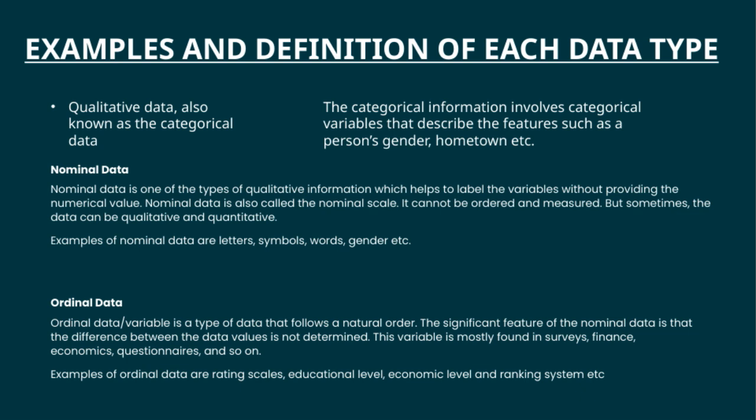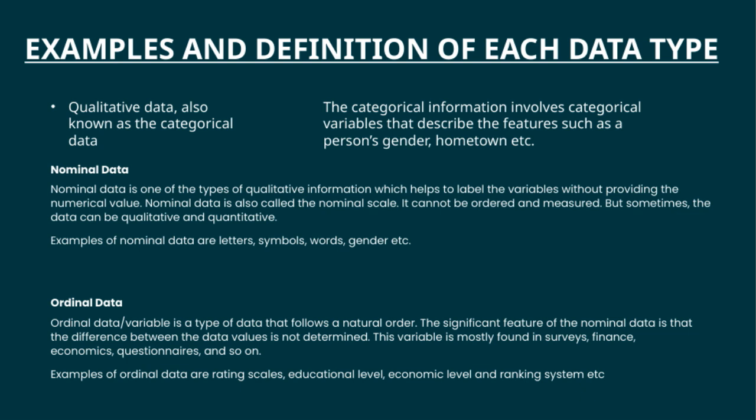Now, contrasting this with nominal data. It's a type of qualitative information used to label variables without assigning any numerical value. Think of it as naming or categorizing things without implying any order. For example, gender, favorite colors, or types of animals, you can't say one is higher or lower than another, they just categorize. Nominal data is also called the nominal scale. It can't be ordered or measured in a meaningful way, though sometimes it can be a mix of qualitative and quantitative data. For instance, symbols or letters used to label categories, like A, B, C, are nominal.